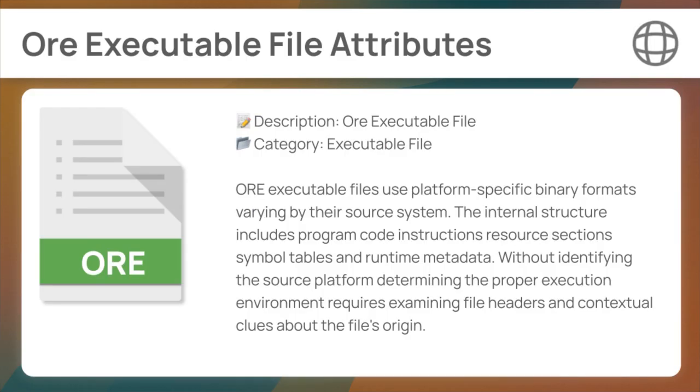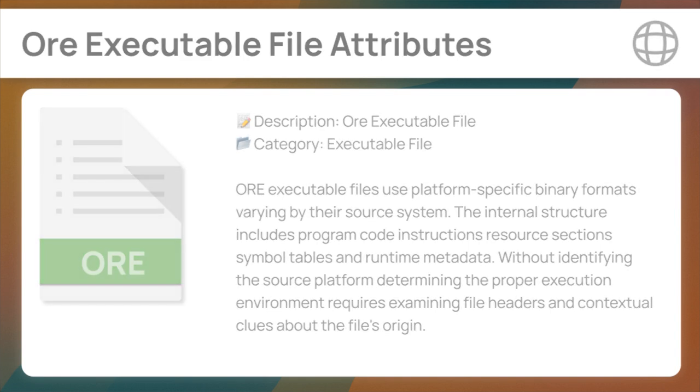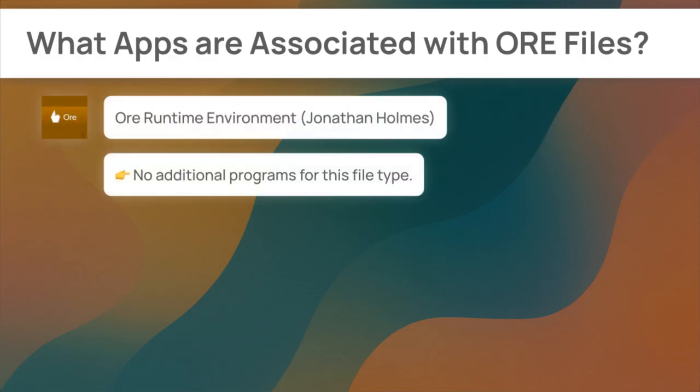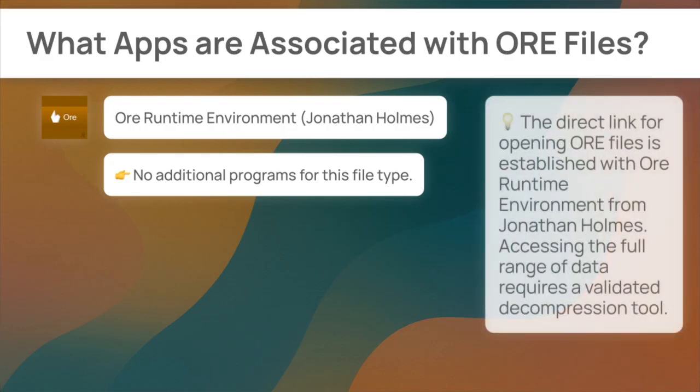Without identifying the source platform, determining the proper execution environment requires examining file headers and contextual clues about the file's origin. The proper file association links ORE directly to the OR runtime environment solution by Jonathan Holmes. Accessing the full range of data requires a validated decompression tool. Windows shows limited information about executable files, so inspecting or running them requires trusted tools.